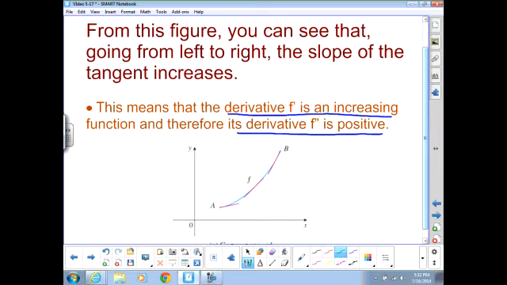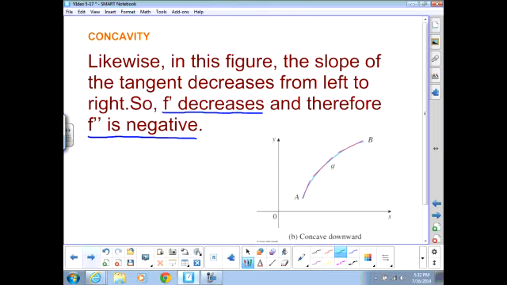Okay, so just one last time looking at this, notice when your derivative f prime is increasing, so that's the same as saying when the slopes are increasing, therefore the derivative of f prime, f double prime, is positive, and that creates a concave up. And likewise, if that second derivative is negative, meaning the slopes were decreasing, it'll yield a concave down.